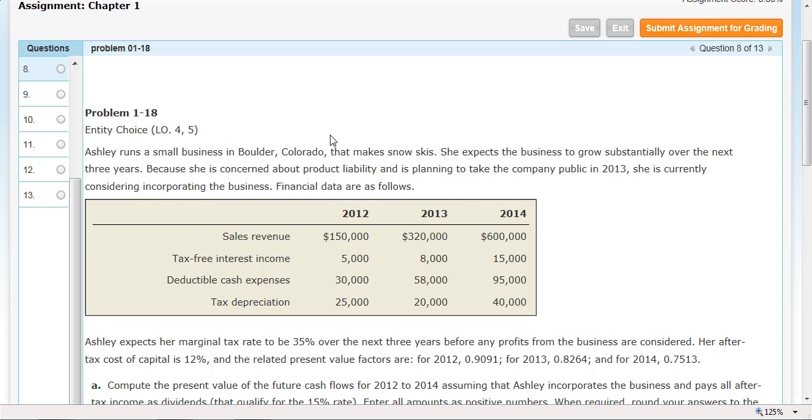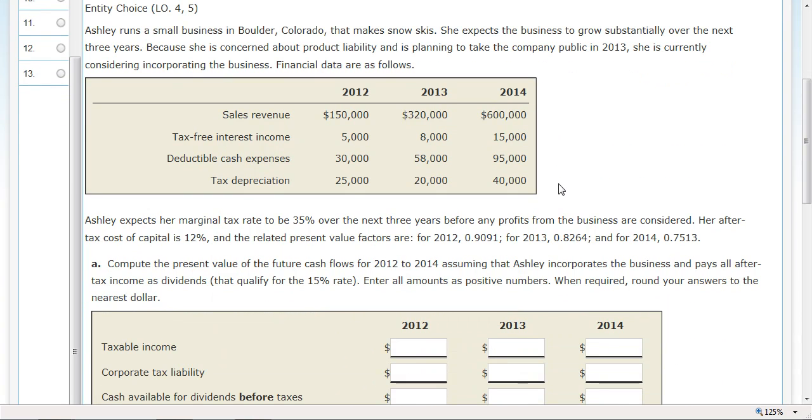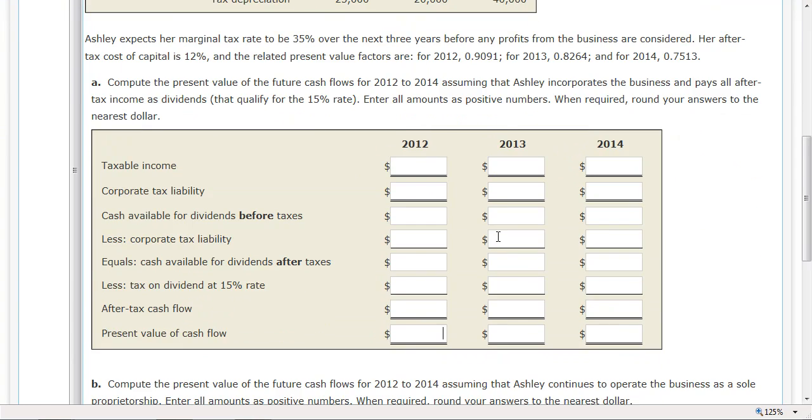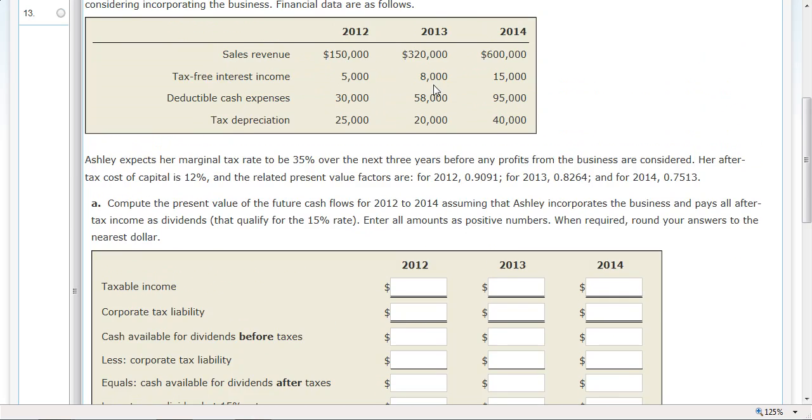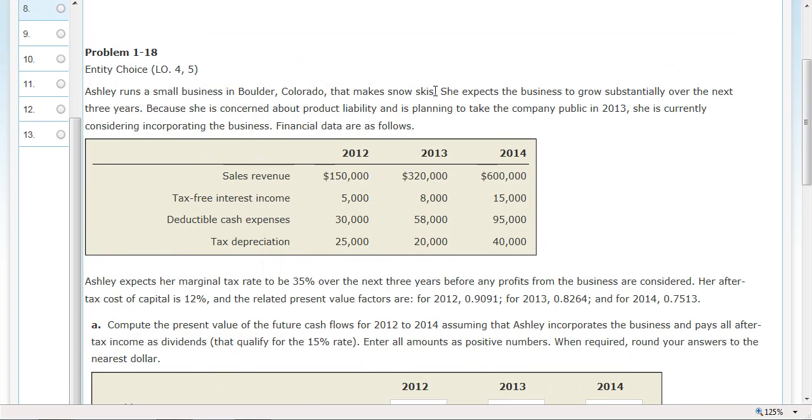Let me look. I guess we're talking about 2011. So 2012 is a year from now. I don't know how that's exactly obvious here, but it says compute the present value of cash flows for 12 through 14. Expects the business to grow over the next 3 years. So there's the statement that the current year is 2011 because these are the next 3 years.